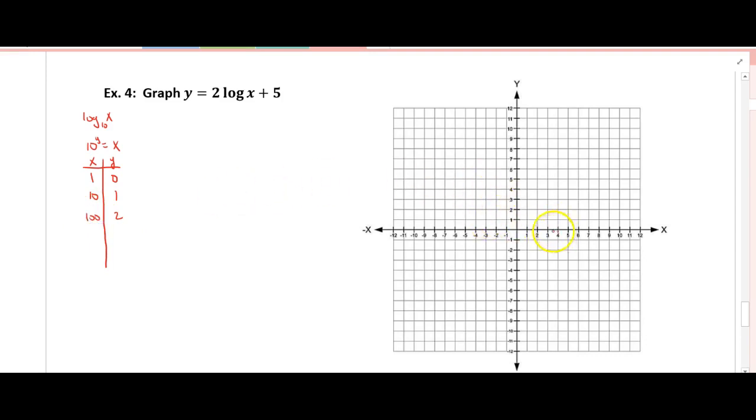Now I'm only going to plot the two points, 1, 0, and 10, 1. So this is kind of what this will look like, right? Now, it is going to continue down here, and your asymptote is still going to be the y-axis. So here, when I look at this, this 2 makes it a little more difficult.